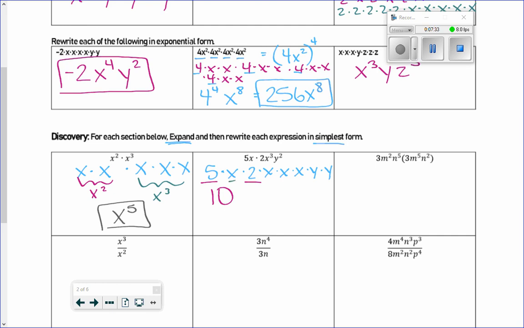How many x's do I have? 4. So how do I write that? 10 x to the power of 4. And how many y's? 2, so y squared. So here is our most simplified form of that original.